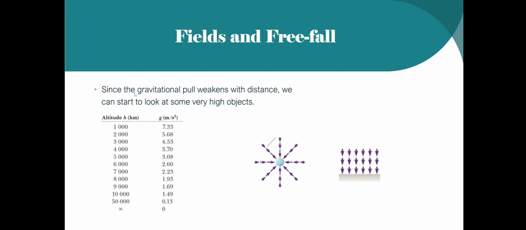Well, what heights are we talking about? So I just gave you here a quick example. At 1,000 kilometers, you're at around 7.33 instead of the 9.8. So a pretty good difference already. As you keep going higher and higher and higher, 50,000 kilometers high, gravity has very little effect on you, 0.13 instead of the 9.8, very, very little. As you get infinitely far away, the Earth doesn't have any pull on you anymore. You're just too far away from it.